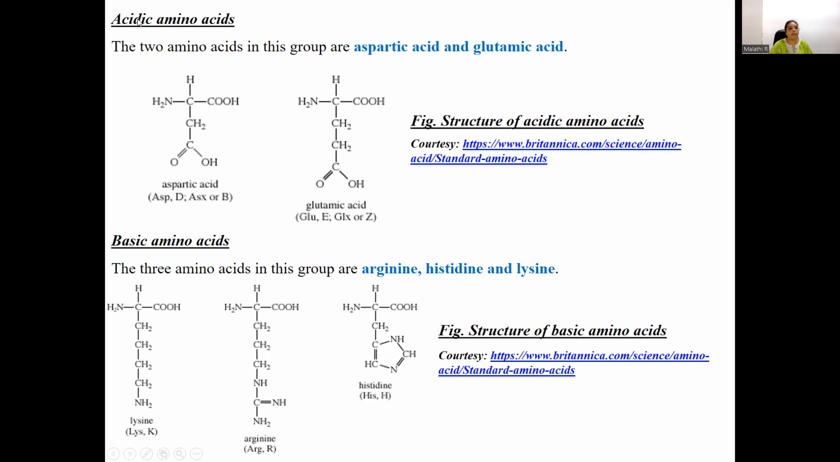So you can remember the acidic amino acids, which include aspartic acid and glutamic acid, and the basic amino acids, which include arginine, histidine, and lysine. With this, we are completing the structure and classification of amino acids. Thank you.